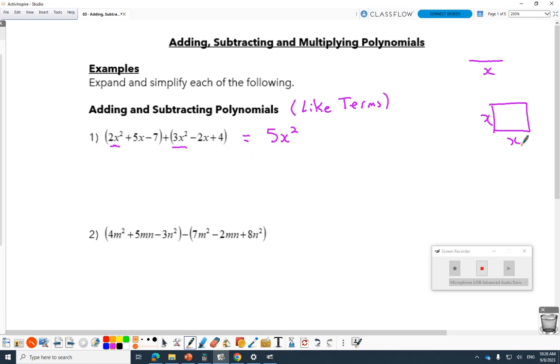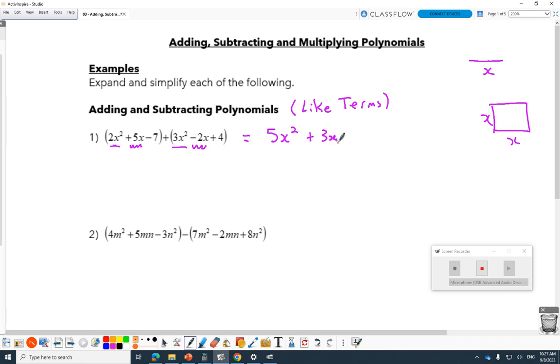But x's are just one-dimensional. Huh? One-dimensional. I'm not being fancy. I'm really describing what's going on. We're talking about something that's one-dimensional. 5x minus 2x. So 5x minus 2x. Those can go together. 5 xylophones, subtract 2 xylophones, 3 xylophones.